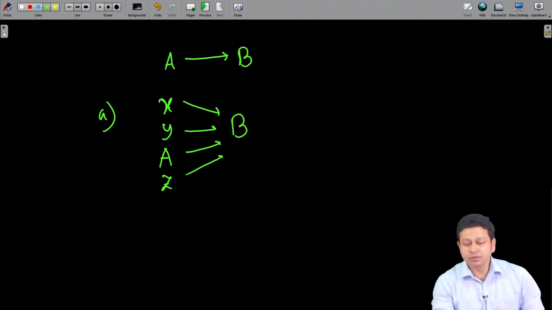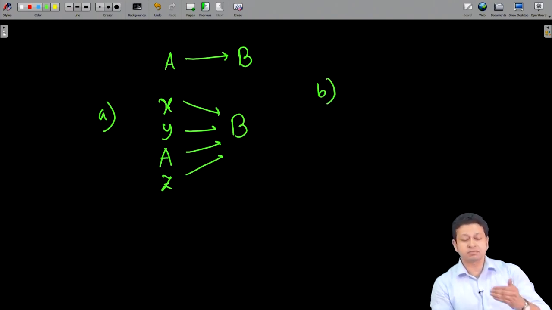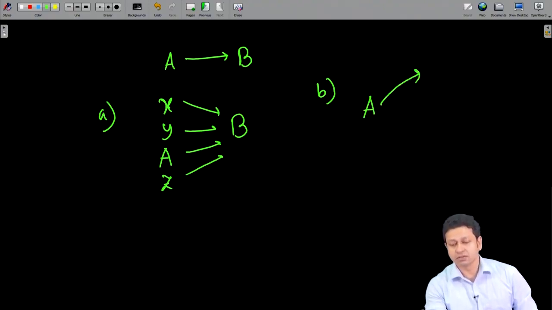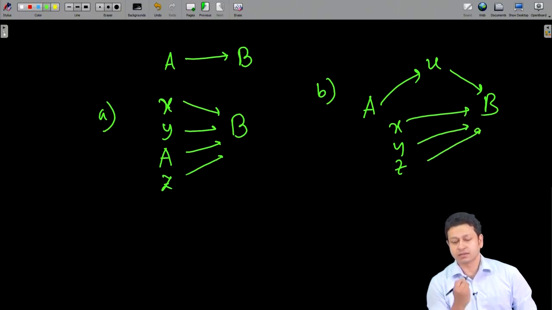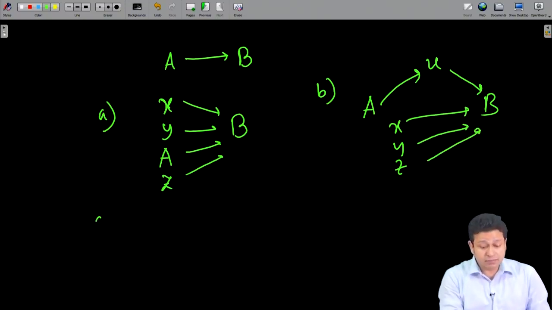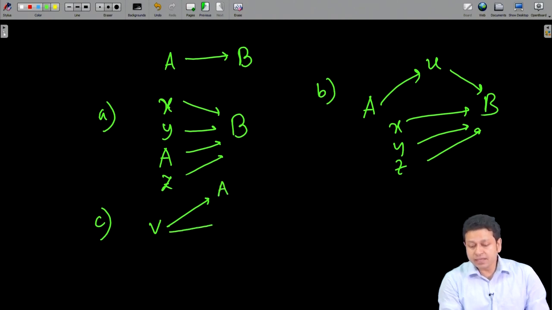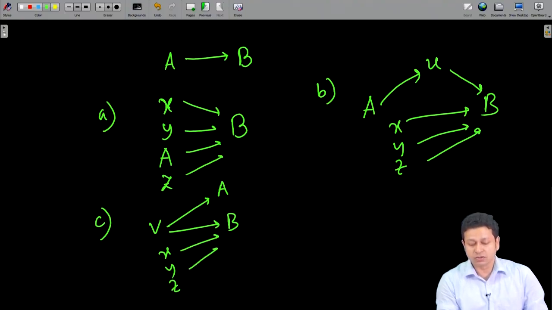There could be some other possibility. Basically cancer can be caused by some other factors, including A. Now let's say there is another possibility: A is actually causing some U, and U is causing B, whereas your X, Y, Z can also cause B. There could be another possibility. Let's say V is causing A and V is causing B, and there are X, Y, Z which also cause B.